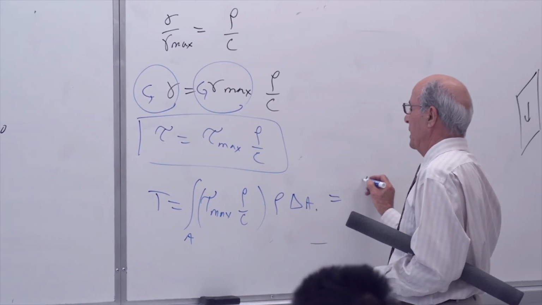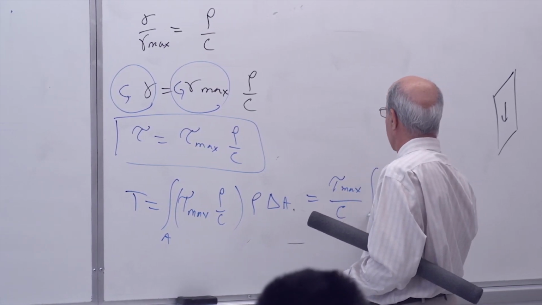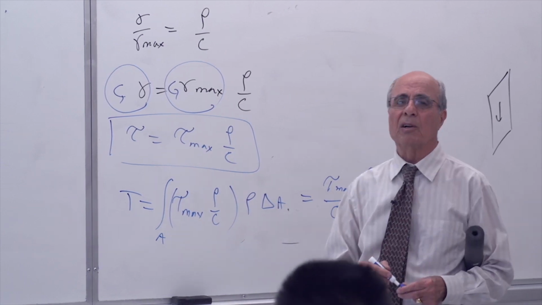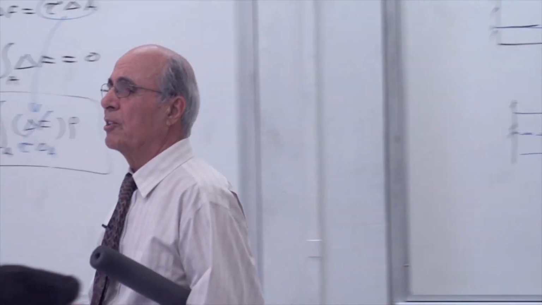Then you will see here what happened. Tau max is constant, it comes out. C comes out, then we get integral of rho squared dA over the area. What's the integral of rho squared dA? Come on, guys. What's the integral of rho squared dA?